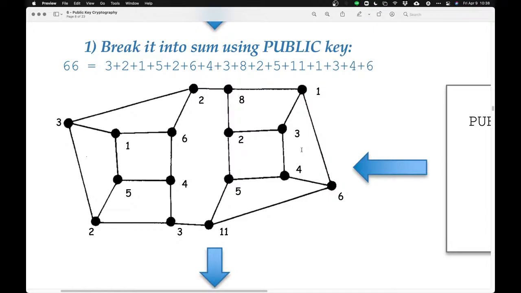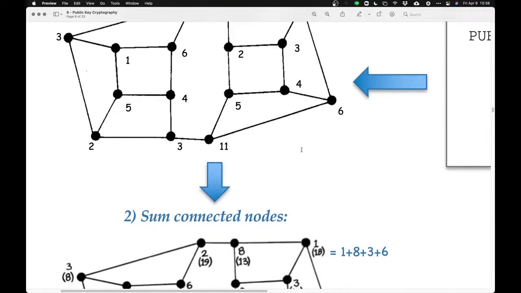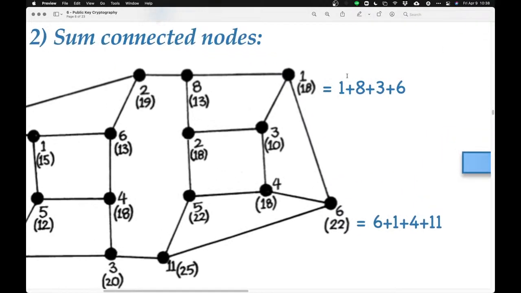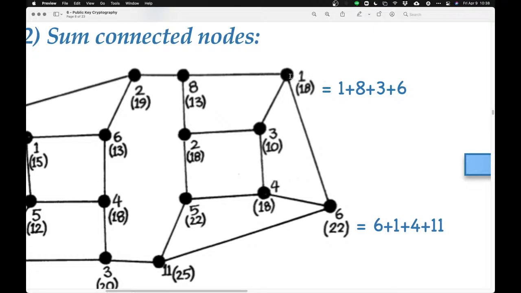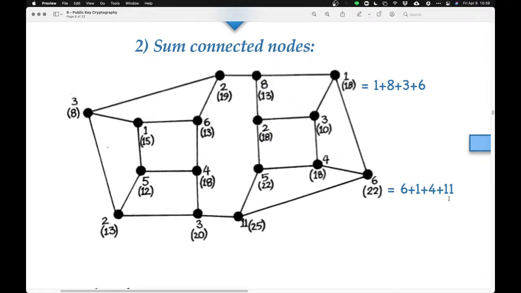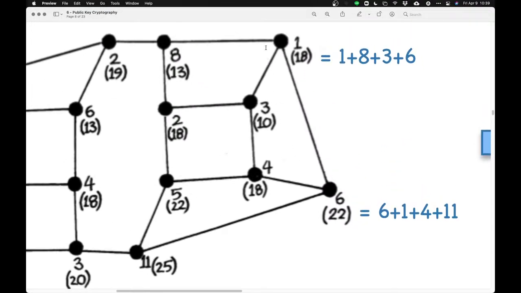Now the next step, the encryption step, is this. At each node, simply add the value of that node and all the connected nodes together. For example, this node on the top right, whose value is 1, we sum 1 plus 8 plus 3 plus 6, and we've got 18 at that node. You do that at every single node. The one on the bottom is 6 plus 1 plus 4 plus 11, so we've got about 22.